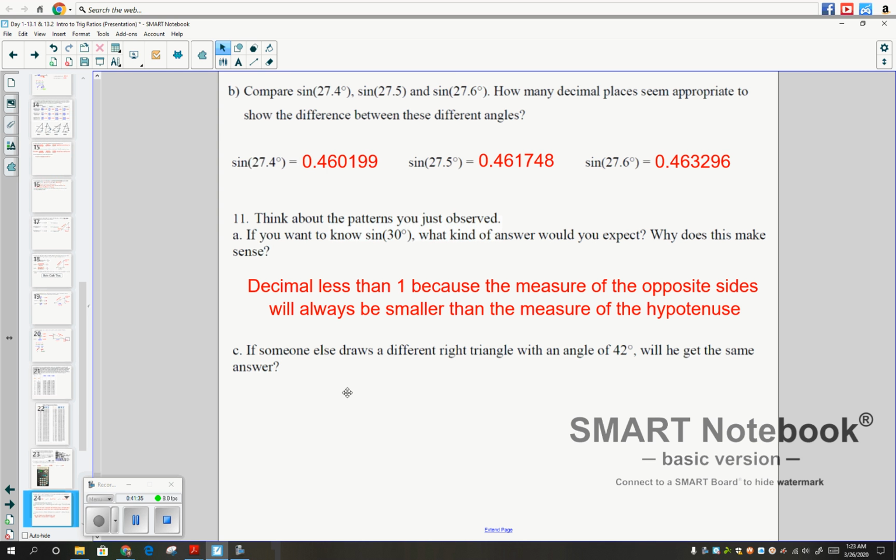Next question, if someone else draws a different right triangle with an angle of 42 degrees, will he get the same answer? Will his ratios be the same? As long as you both have an angle that's 42 degrees, yes they will. Because they're similar triangles. Angle-angle similarity allows us to do this.